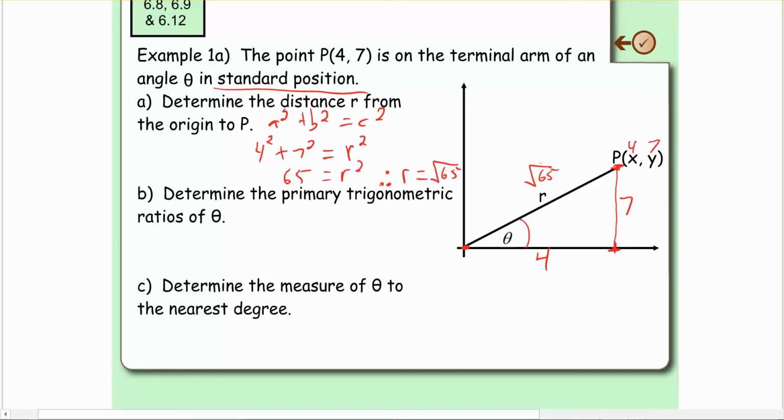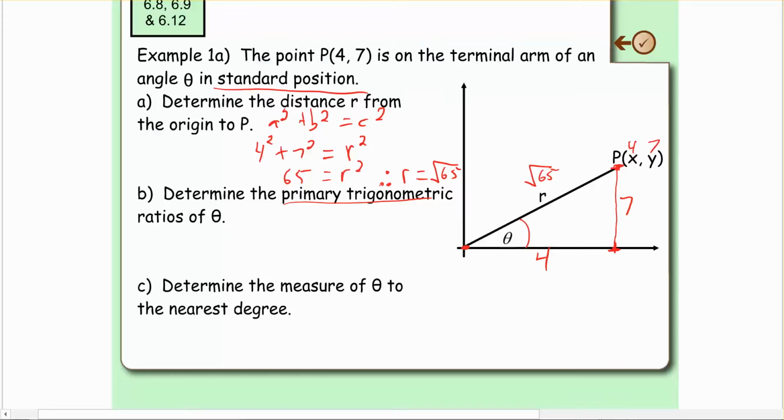And we like to keep it as a square root if we can in this case, so we're going to be doing this for trigonometry for the rest of the unit. Decimals aren't really that great for us because then we kind of lose accuracy, so we're going to keep it as a square root. Okay, so now it says determine the primary trigonometric ratios of theta.